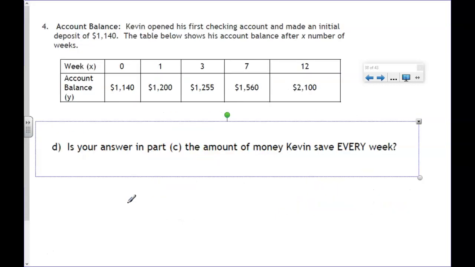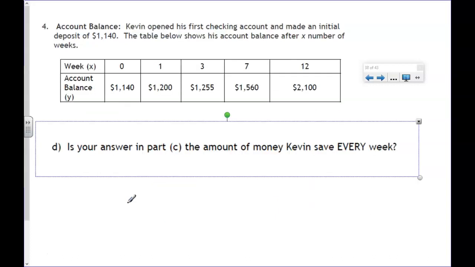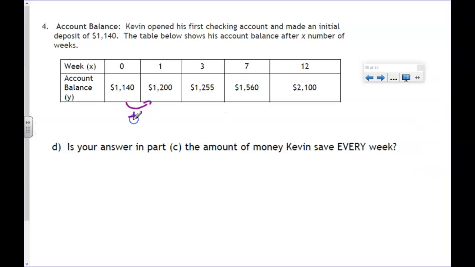Now D is asking you guys, I got $80 a year. Is that what works out every week? Am I increasing by $80 a week? If I look at this table, am I increasing by that same amount every week? Well, if I look at even just this one right here between 0 and 1, it appears that I'm increasing by 60.